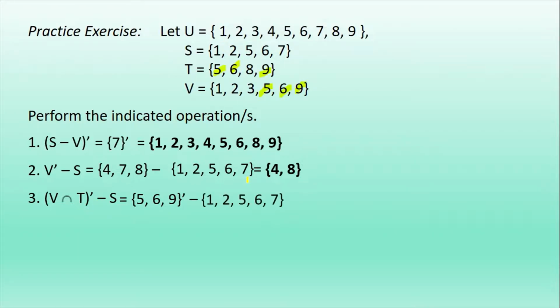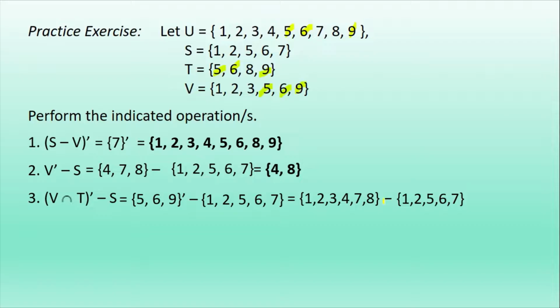Let's write. The next task is to get the complement of this set. Okay, for the complement, we look at the universal set. So 5, 6, 9, we erase 5, 6, 9. And what remains? We have 1, 2, 3, 4, 7, 8. So let's write 1, 2, 3, 4, 7, 8 minus, of course, we do nothing there but copy it.